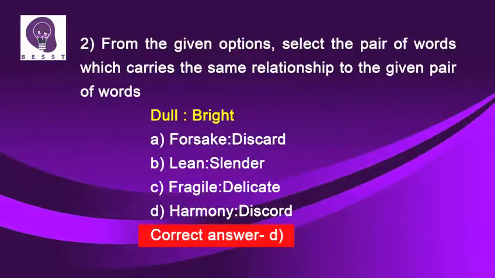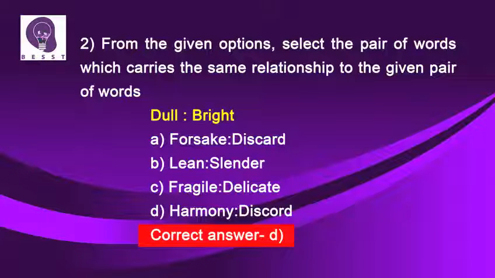The second question. From the given options, select the pair of words which carries the same relationship to the given pair of words. Dull is to bright. Now dull and bright are antonyms, that is they are opposite in meaning. Now we will have to find that pair of words which is opposite in meaning from the given options. Option A, forsake is to discard. Forsake means to abandon and discard means to throw away. That means they are similar in meaning. So this option won't go with our question.